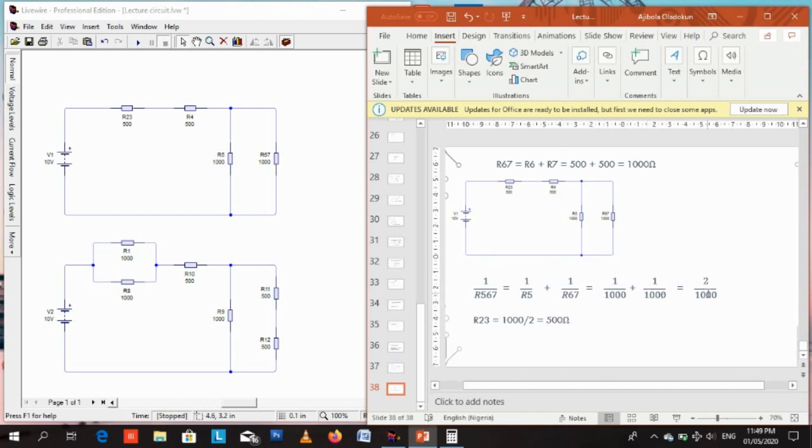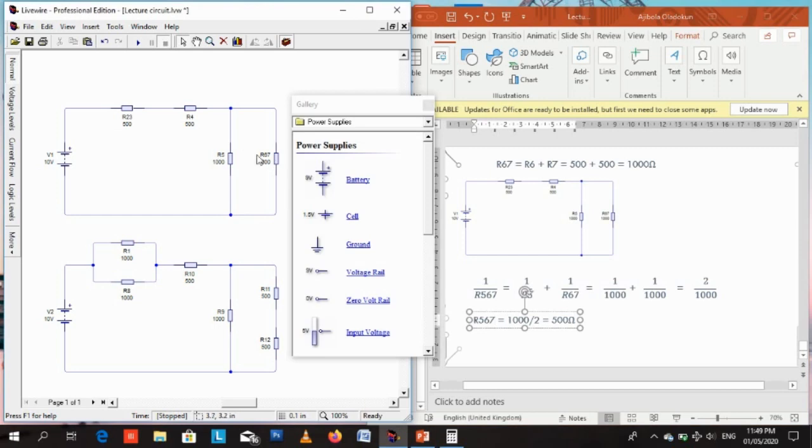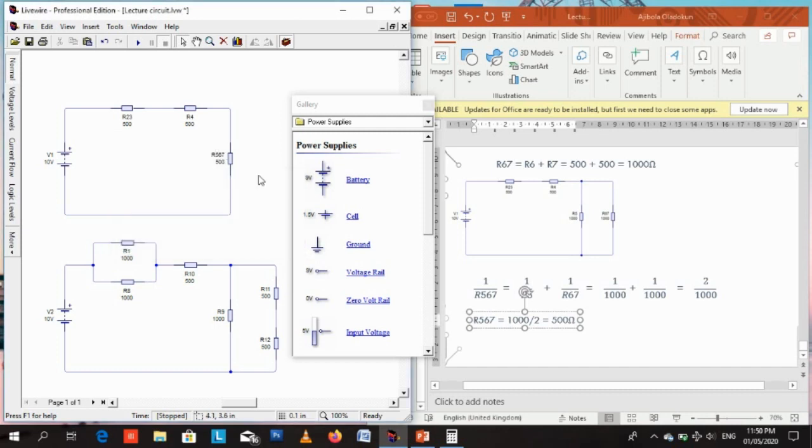R5 is a separate resistor, and R5 is 1000 ohms. R67 is 1000 ohms. Basically, it will be 1 over 1000 plus 1 over 1000, because R5 is 1000 ohms and R67 is 1000 ohms. R567, of course, is just the reciprocal of that, and that will be 1000 divided by 2, which is 500 ohms. So we can replace those two in parallel with one single resistor, R567. R567 is 500 ohms.